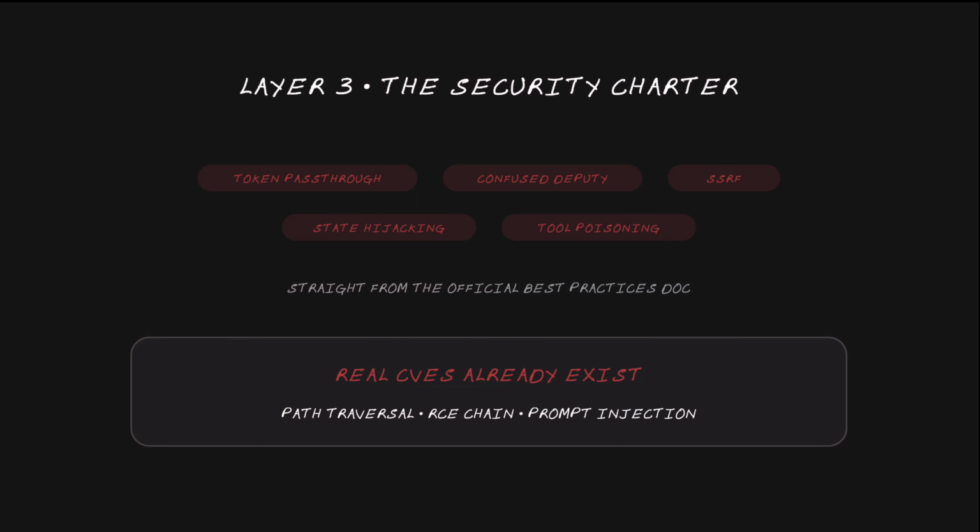Now let's talk about layer 3, the security layer, which is very important. There is an official MCP security best practices document. It covers token pass-through, server-side request forgery, state handling hijacking, tool poisoning, and so on. And these are not just theory, guys. There are real incidents that happen in production, like path traversal in file system servers, a remote code execution chain in a Git server, and prompt injection through GitHub issues.